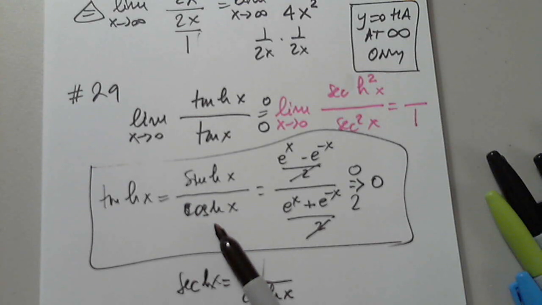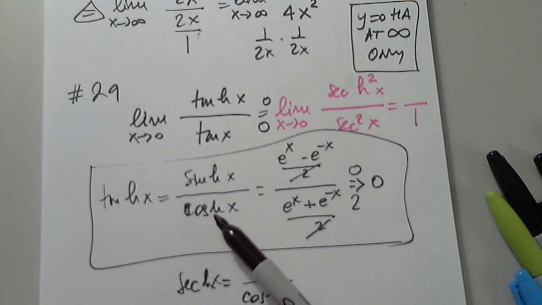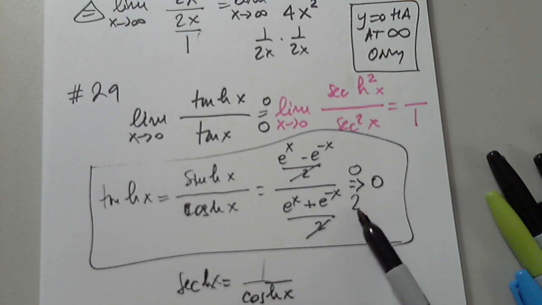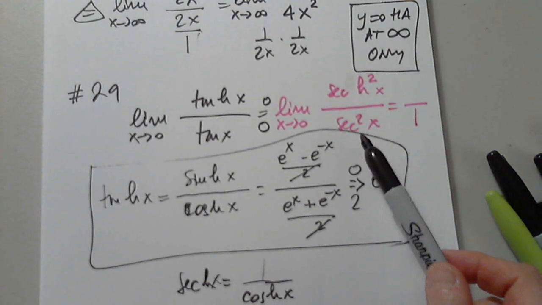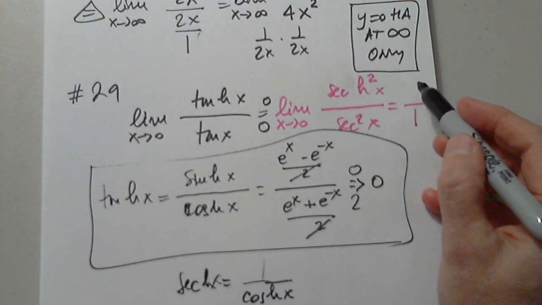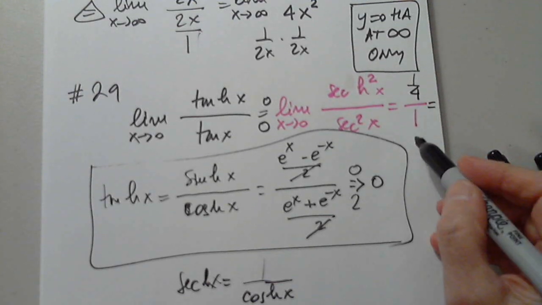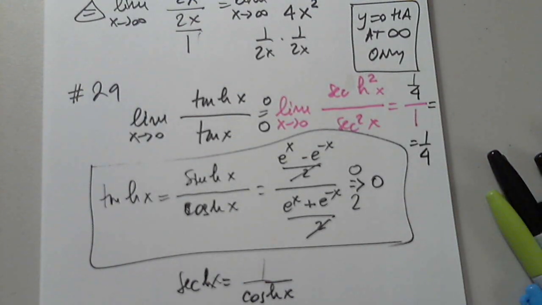So we just did this. So 1 over, so hyperbolic cosine approaches 2. So then hyperbolic secant will approach 1 over 2. And we have to square it. So it's 1 over 4. So the final answer is 1 over 4 over 1, which is 1 over 4. If you think that this was too fast, I will repeat it gladly.